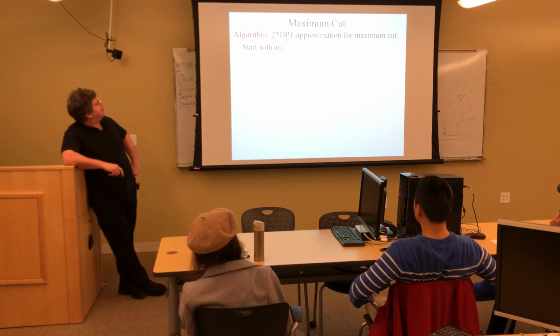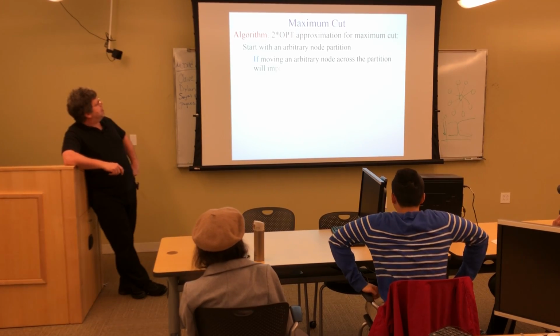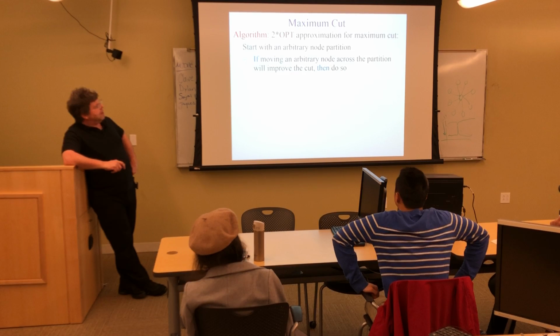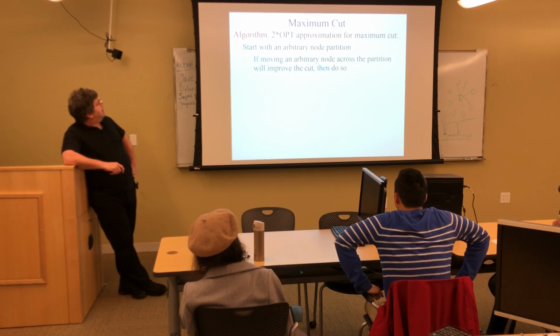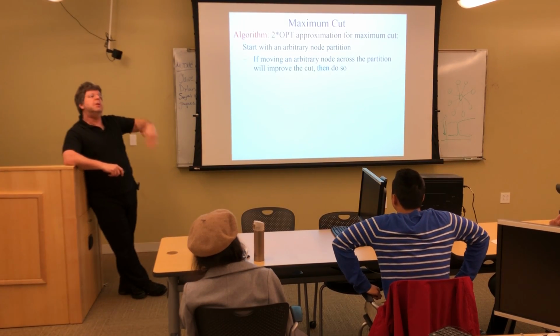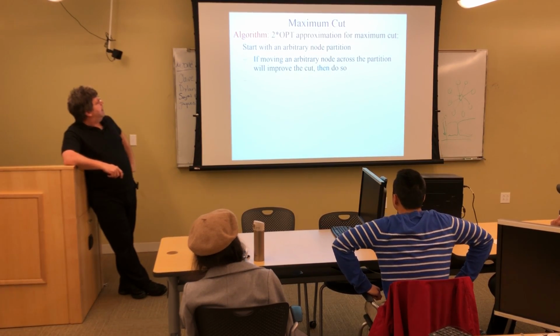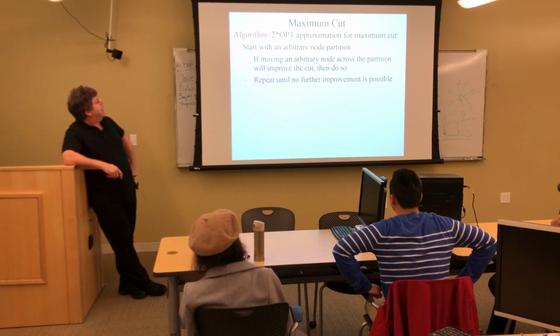Here's the two times optimal algorithm. Start with an arbitrary partition across the nodes. So just draw a random line, a random cut through the nodes, and then see if moving a single node across the cut will improve the cut size. And if so, move that node across the cut, and then repeat this process, and that's it.